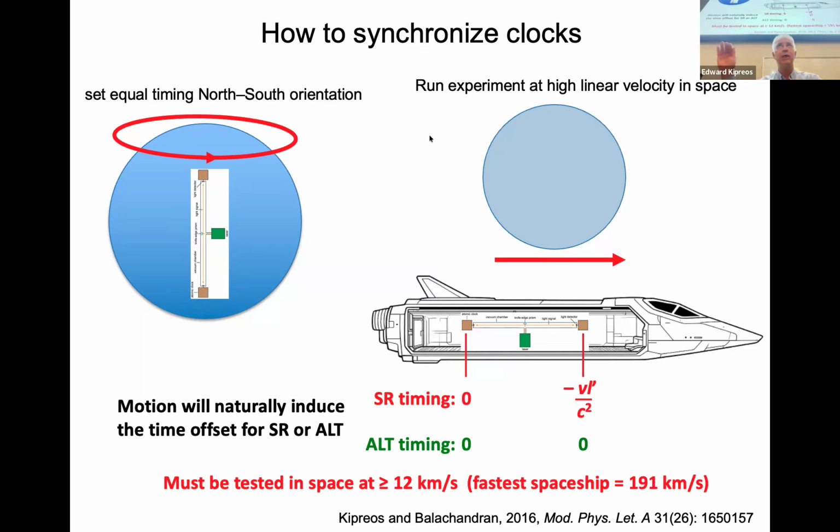Then, because we're interested in a linear trajectory, we can't put it on the Earth. The Earth is rotating. We're going to have to put it in a spaceship and go in a linear trajectory, and then you can say, well, what's going to happen to the time on those two clocks that were synchronized here? Well, if special relativity is in effect, then the simultaneity framework is going to cause the offsetting of time to be earlier in the forward direction relative to the backward direction. But if ALT is doing the simultaneity framework, there's not going to be any difference in them. Okay, so this is the experimental setup.